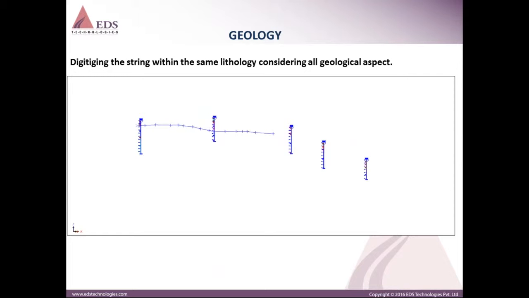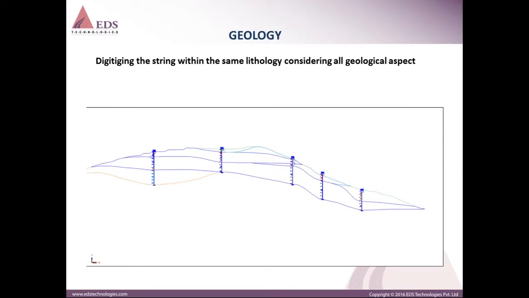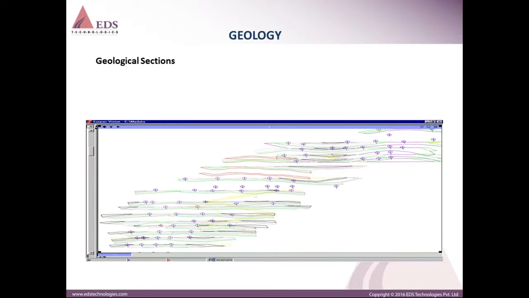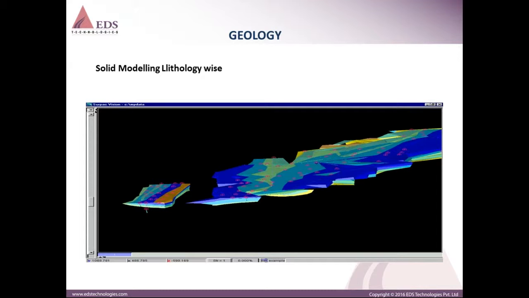And these are the examples of geological cross sections. Once geological cross sections have been created for all the boreholes, you can create a 3D ore body model. This is how your ore body will look. This is an example of your ore body below the subsurface of a particular project. So this is how you can visualize your ore body.